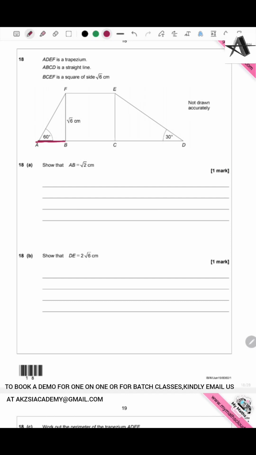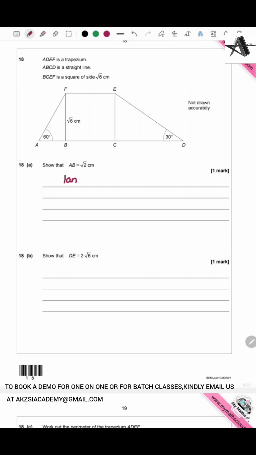Obviously, we have to apply trigonometry because they have already mentioned that BCEF is a square. So if this is 90 degrees, this is also 90. If this is 90, this is also 90. That means both the triangles are right-angled. So apply trigonometric ratios to get the answer. We have the opposite because the side opposite the angle is root 6. So this is opposite and we have to calculate the adjacent.